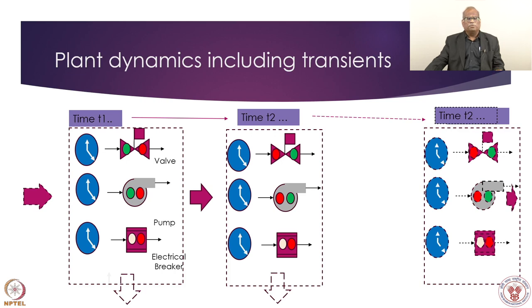But sometimes it could be a transient, like I was talking about. It could be in a very short time. But then it does happen, and they have a correlation with time. So that is where the modeling of dynamic scenarios becomes challenging.